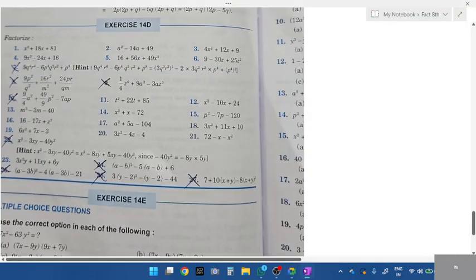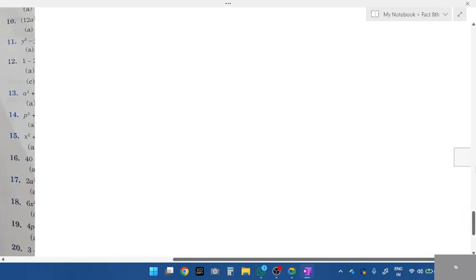Fine. Look at the next part, students. How many terms are there? Look at all the questions. How many terms? 3. Look at 11, 12, 13, 14, 15. Everything has how many terms? 3. So now this exercise is based on three-term questions. Don't get confused.